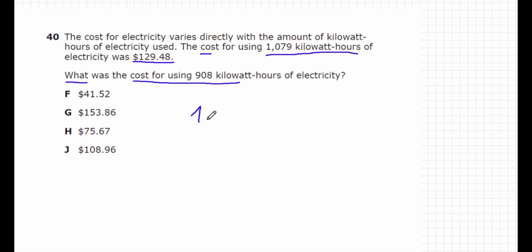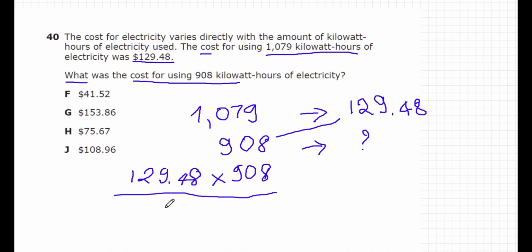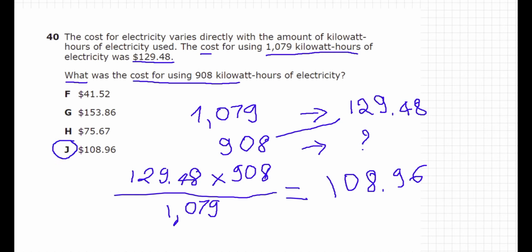1,079 kilowatt hours of electricity costs $129.48. 908 kilowatt hours of electricity costs what? Notice the 908 is on the same side as 1,079 because both are kilowatt hours, with the cost on the right side. To solve this kind of question, use cross multiplication, then division. Multiply 129.48 by 908, divided by 1,079, equals 108.96. Hence, J is the correct answer.